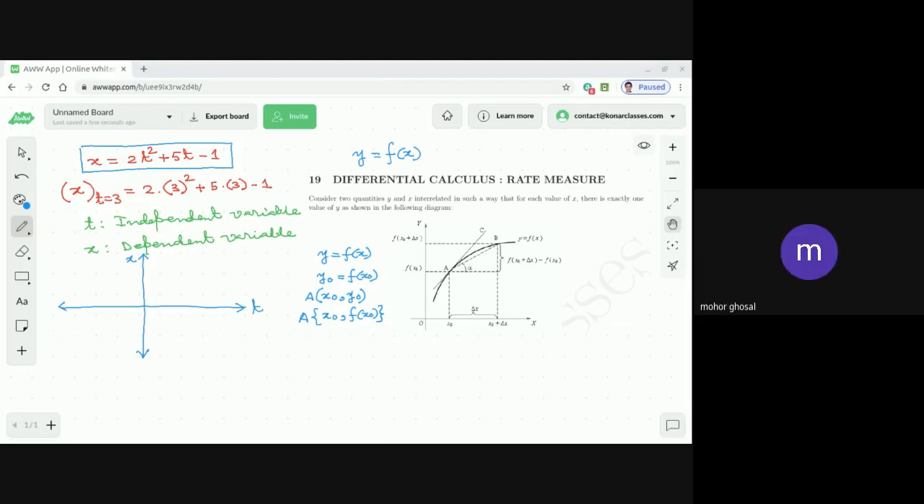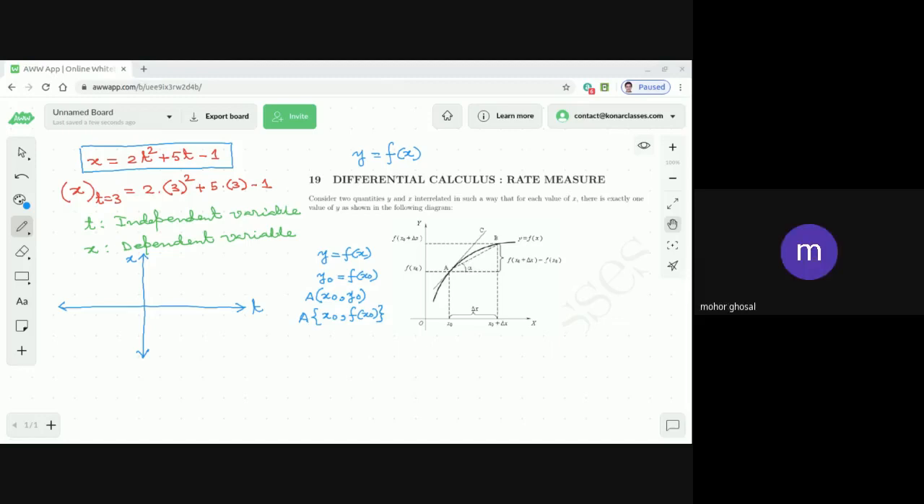Now, let x change by a small amount delta x, and the corresponding change in y be delta y. Okay, so we can define the rate of change of y with respect to the rate of change of x in the following manner. When x changes by delta x, y changes by delta y, so the rate of change is equal to delta y by delta x, correct or not?